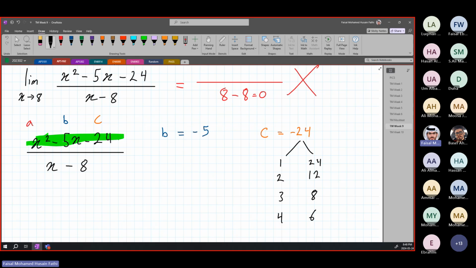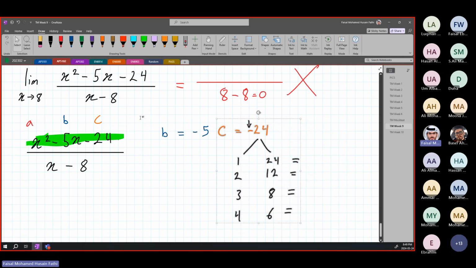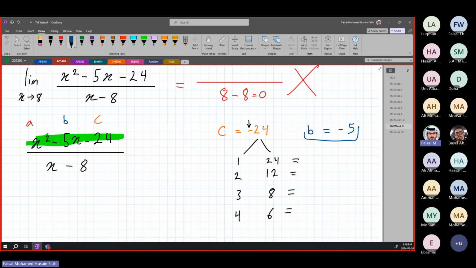But we have a negative sign here, so one of these values has to be minus, either this one or this one. So what do we have to check for next? We have to see if these are going to be equal to our B value, which is minus 5. So let me bring our C here, and this is our B value. Now we need to relate it to our B value. So 1 minus 24, or 1 plus 24, or 24 minus 1, this will not get us the value. 12 minus 2, 2 minus 12, this is going to be 8, and this is going to be minus 8. It is not the value.